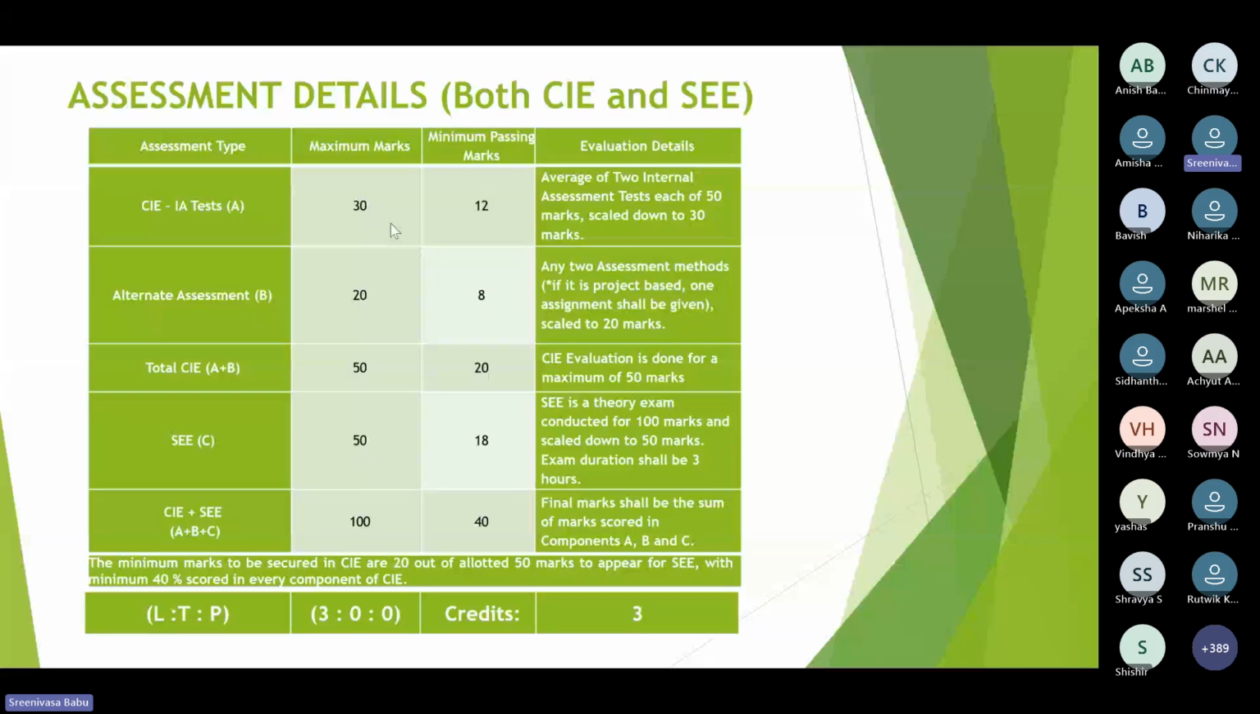The SEE is conducted for 100 marks. It's a 3-hour exam, scaled down to 50. You have to score a minimum of 18 to pass in SEE. And in total, CIE plus SEE, you have to score 40 out of 100. The number of credits is 3.